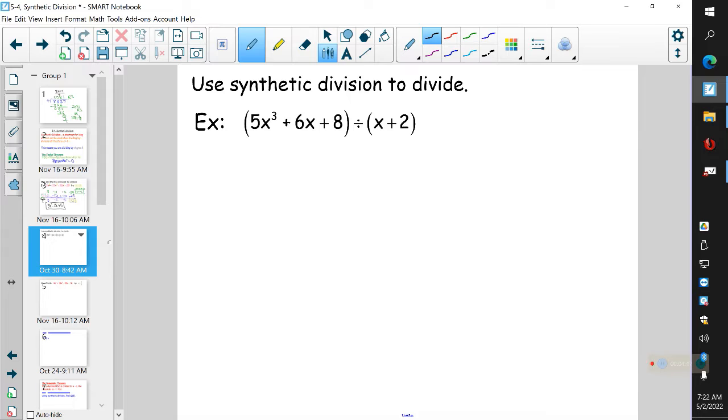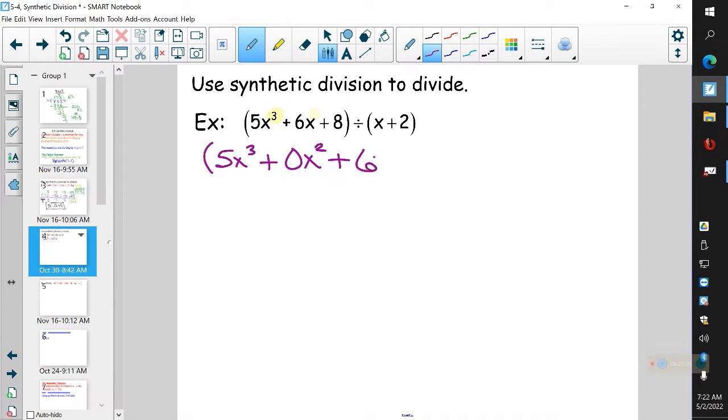Second example, same exact philosophy. However, you can clearly tell that I am missing powers. So we are going to rewrite this problem. This problem is going to be 5x cubed, then I am missing a power of x squared, so I'm going to put a placeholder of 0 there.